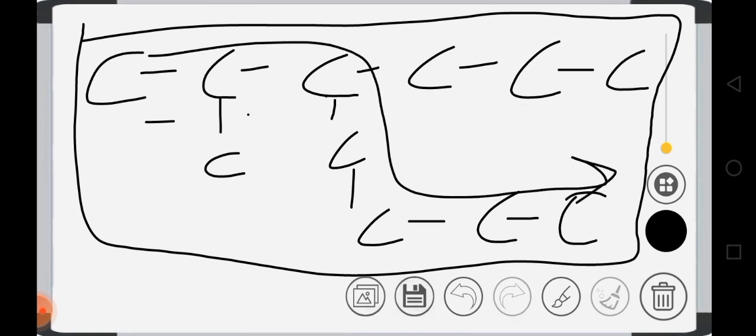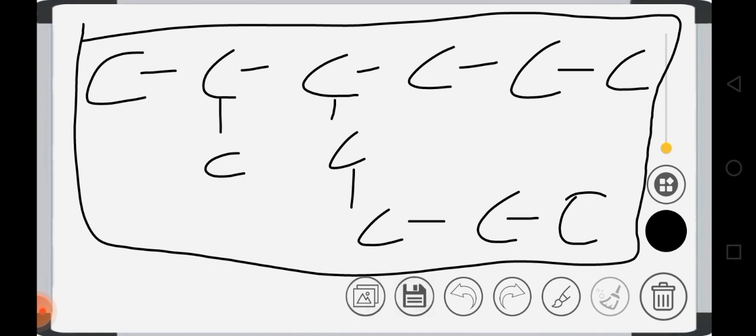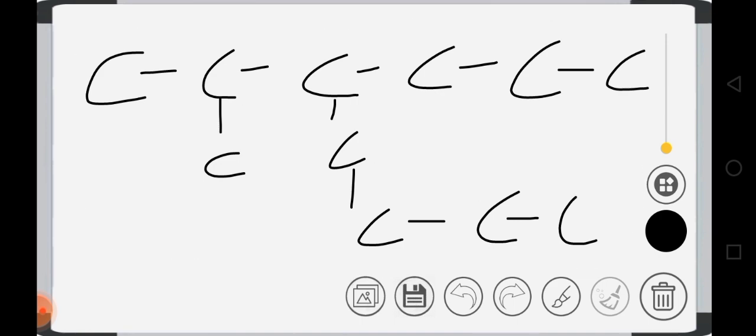We have 1, 2, 3, 4, 5, 6, 7. That is 7, it's not up to it. Let me start counting from here: 1, 2, 3, 4, 5, 6, 7. It's not up to it as well. So 8 is the longest: 1, 2, 3, 4, 5, 6, 7, 8. 8 is the longest chain here. So after you have numbered the 8, that means 8 is our parent name.